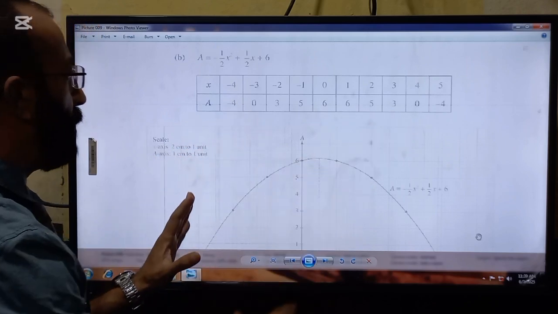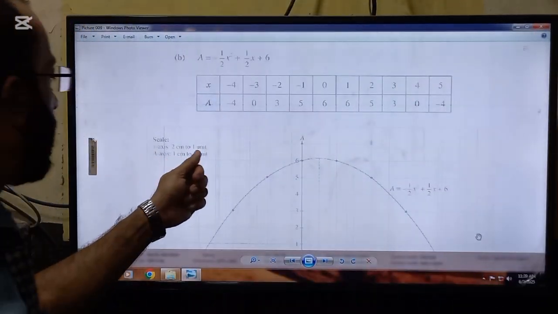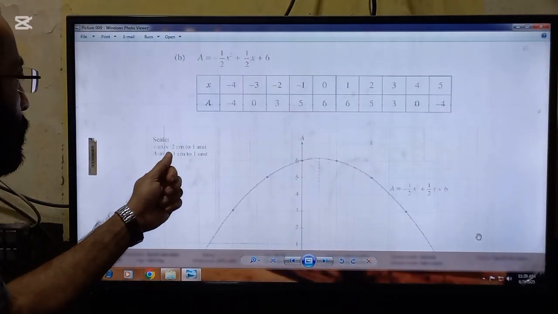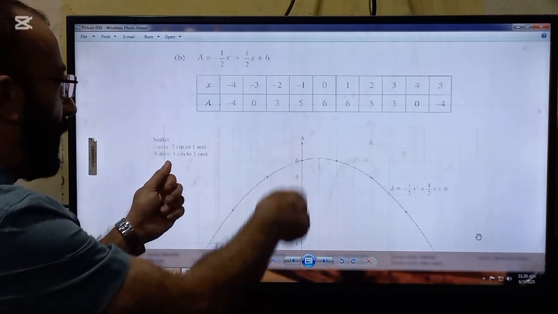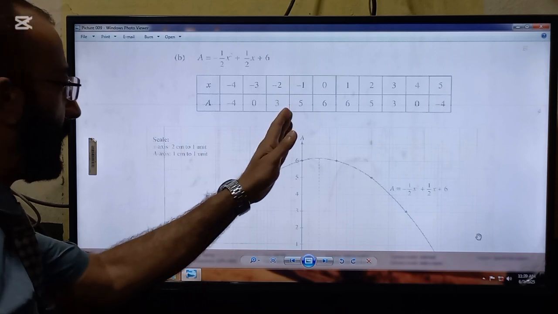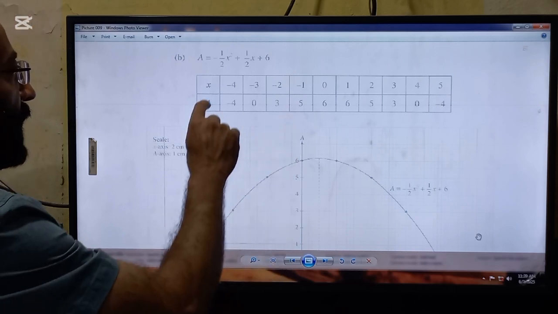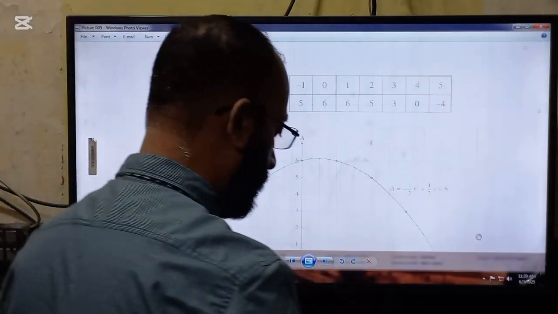So the next step will be to choose a suitable scale. So here is the scale that we have chosen. X-axis is equal to 2 centimeter to 1 unit. And A will be on the vertical axis because we do not have Y. 1 centimeter to 1 unit on the vertical axis. Now the next step will be, we will plot these points onto the graph paper.